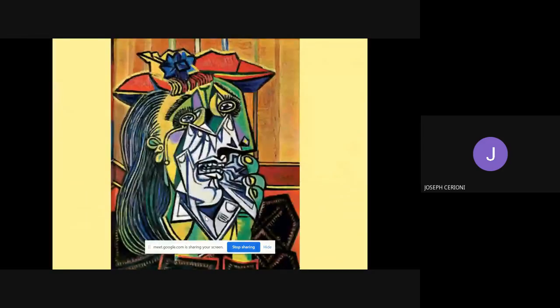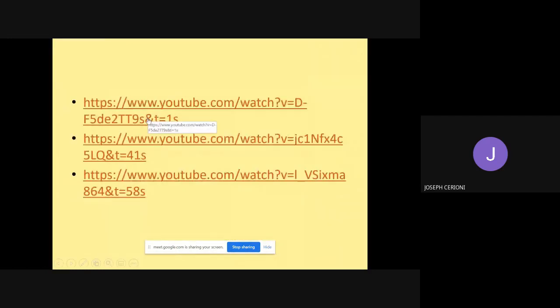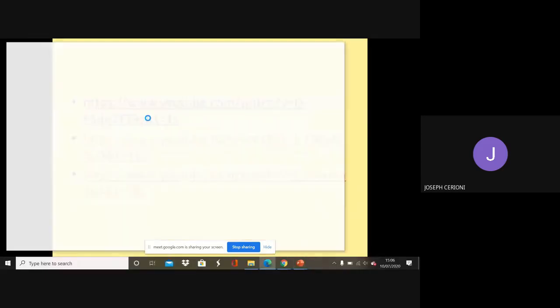Now, I'm going to show you first of all a video of news footage of the actual event. So this is celebrating the 80th anniversary of Guernica.